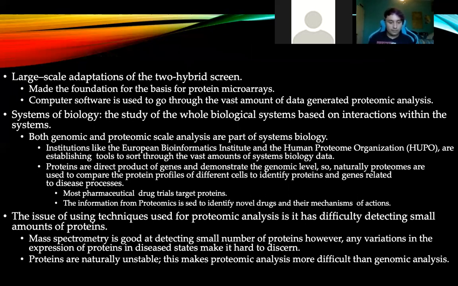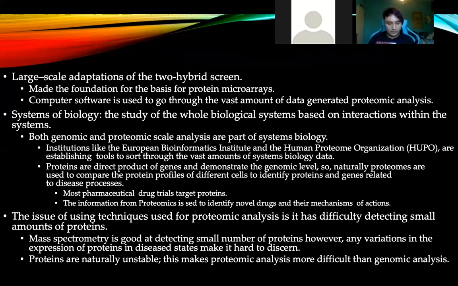Okay, so large-scale adaptations of the two-hybrid screen have made the foundation for protein microarrays. Computer software is used to go through the vast amounts of data generated from these analyses.